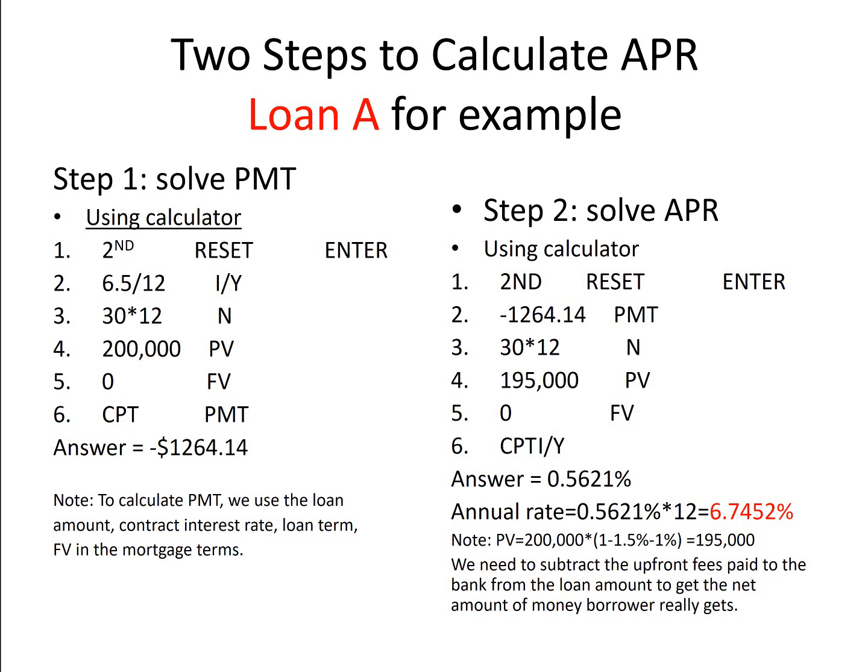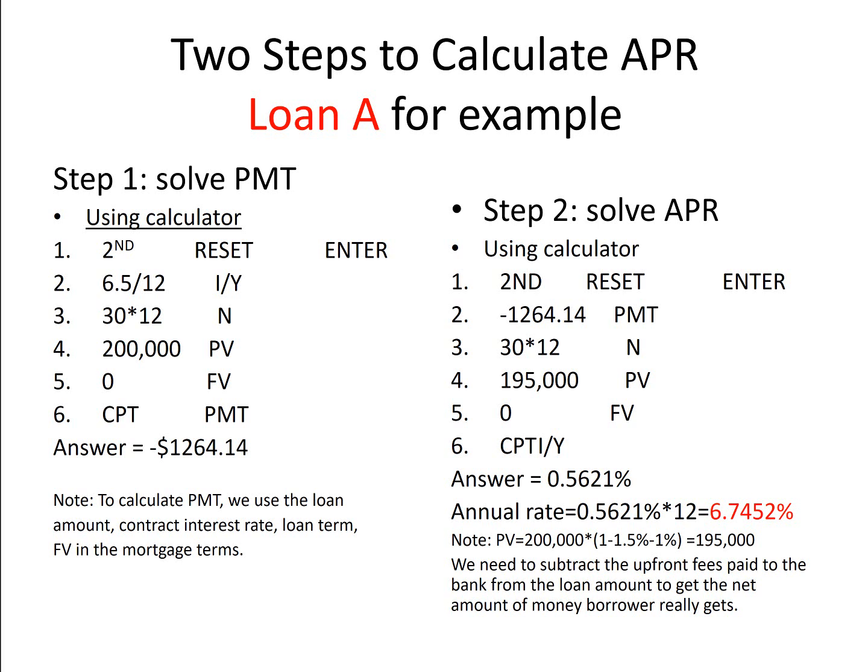Now let's look at the real cost of borrowing, the annual percentage rate. To calculate the annual percentage rate, we know the monthly payment is $1,264.14. It is a negative value because it is a cash outflow for the borrower. The number of periods equals 360 months. The present value is $195,000.